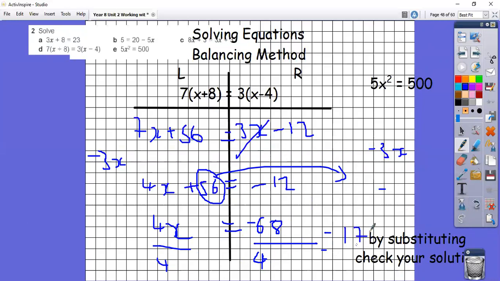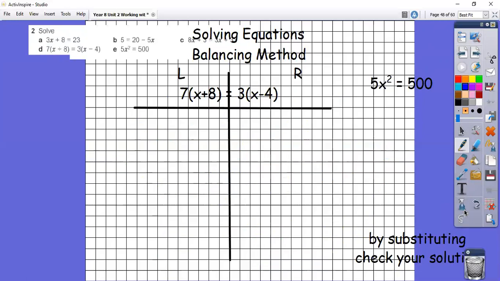So x is 17. Again, you can check your answers by substituting x into both sides and see if once you've multiplied them out, they should be the same. They should be equal on both sides. Okay. And the last one, you got 5x squared is equal to 500. So again, think about it.